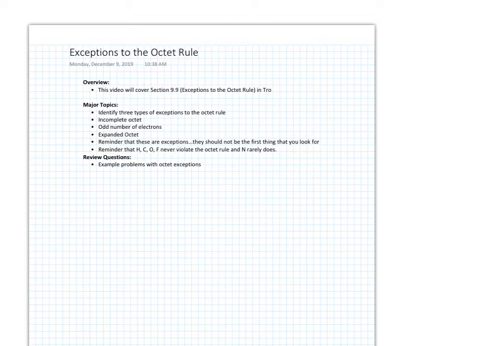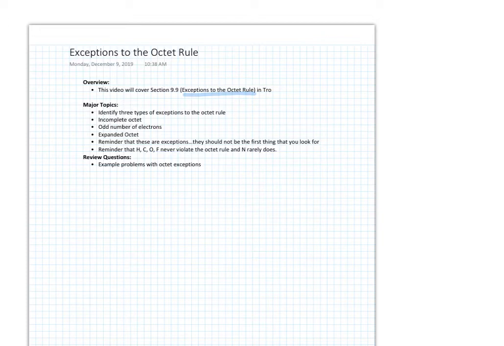This covers section 9.9 intro, exceptions to the octet rule. We've talked about the octet rule as if it's a hard, fast rule, like the speed of light or something, that can't be violated. And as you know in chemistry, there are always exceptions. This is one of the things that makes chemistry interesting and fun. So today's topic is going to be exceptions to the octet rule.